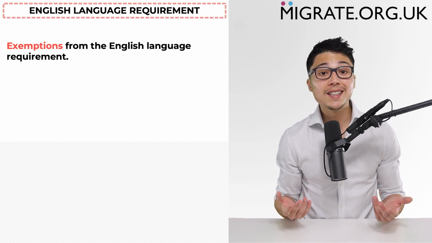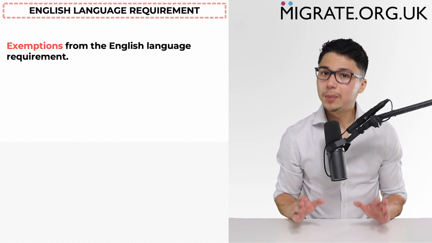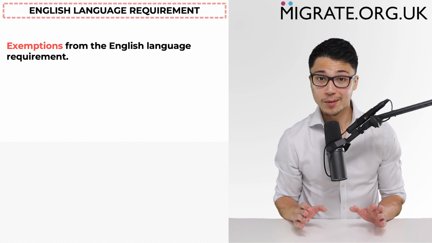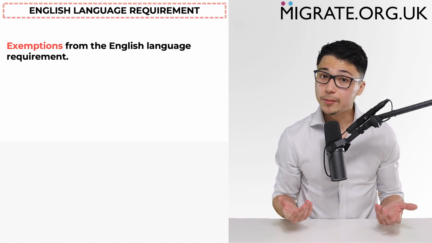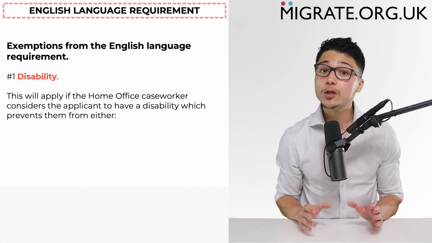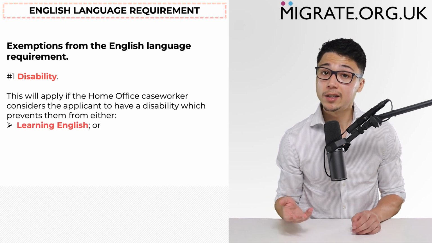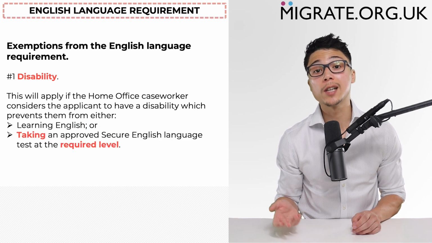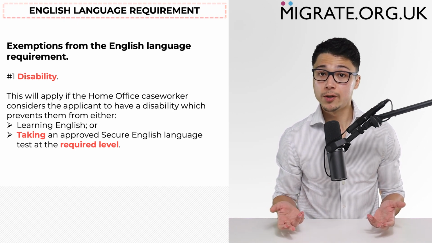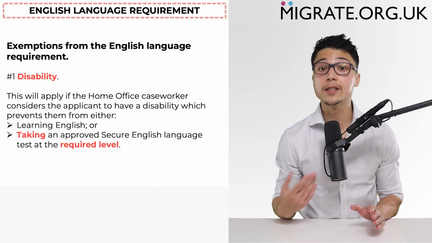There are also 2 English language requirement exemptions for Fiance visas. In other words, where one of the following applies, the applicant will not be required to satisfy the Fiance visa English language requirement. The first exemption is the disability exemption. The disability exemption will apply if the Home Office caseworker considers the applicant to have a disability, a physical or mental condition, which prevents them from either learning English or taking an approved secure English language test at the required level. Where an applicant claims to be exempt from the English language requirement, a senior Home Office caseworker or entry clearance manager will ordinarily have to agree that the exemption should apply.